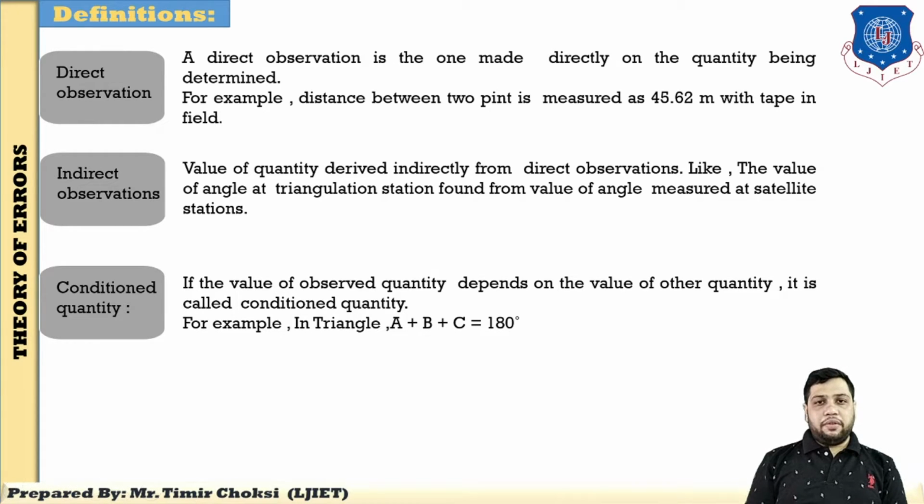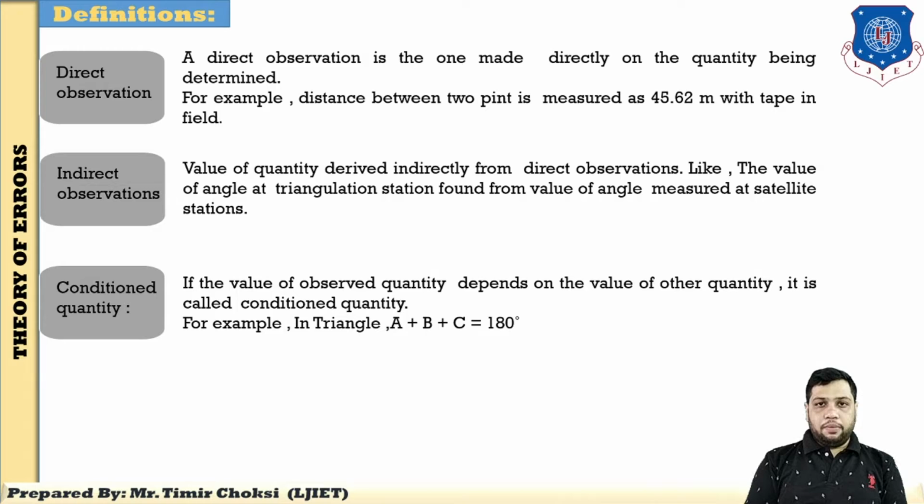Now, there are two types of observation: direct observation and indirect observation. A direct observation is one made directly on the quantity being determined. For example, the distance between two points is measured as 45.62 meters with a tape in the field. This type of observation is called a direct observation. You have directly taken a tape and found the distance of line AB, and this value is 45.62.